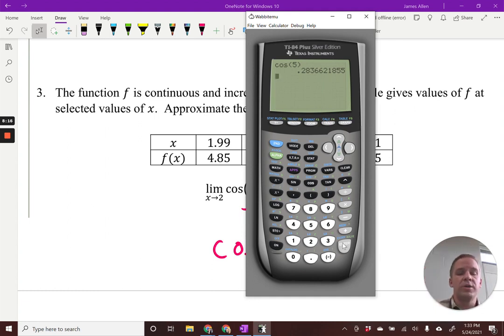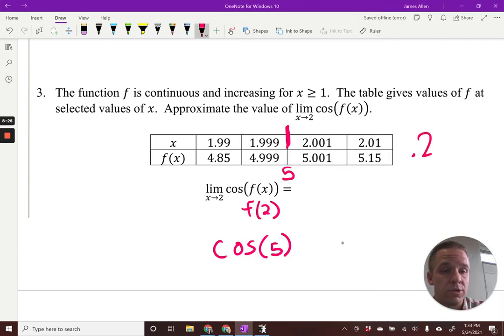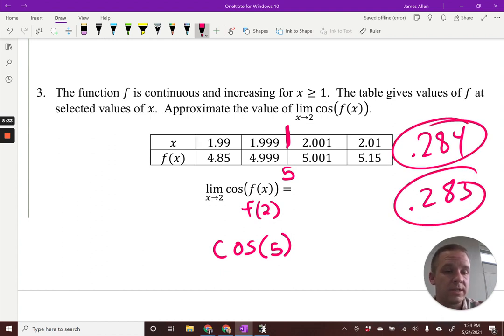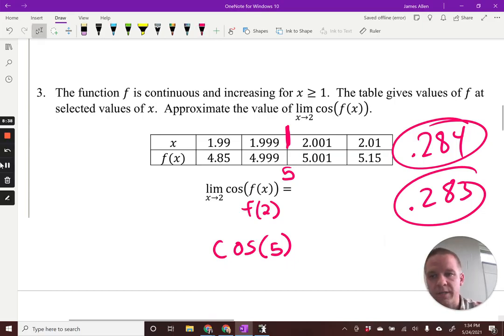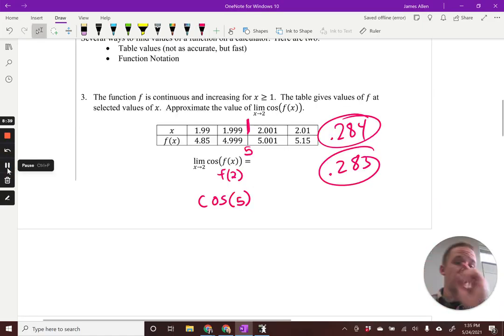That's a fun word, right? So rounded would be 0.284, and truncated would just be 0.283. So they would accept 0.284, that's your rounded, or 0.283, that's your truncated. Either one of those would be okay on an AP Calc exam. Okay? Cool. Awesome. Let's keep moving. Actually, I was thinking there was more, but that's it. Quick video. Awesome. Fantastic. I hope you guys enjoyed limits from tables.